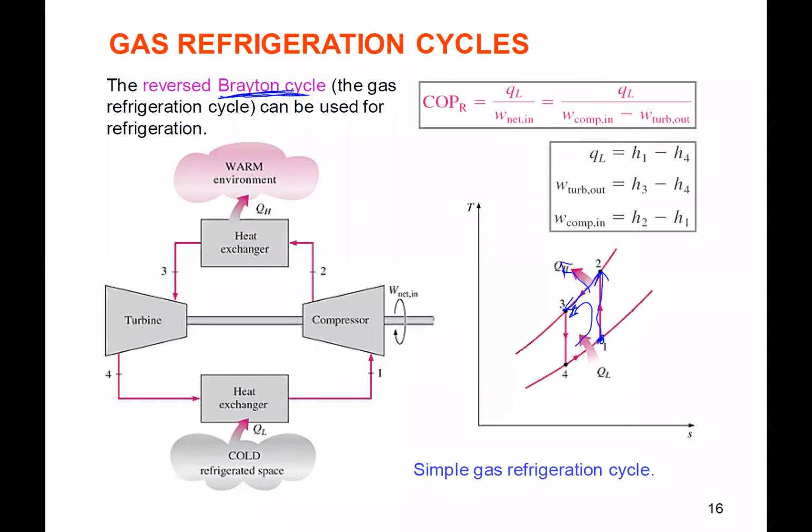We're rejecting heat now in that warm environment. Then we're expanding, lower pressure and temperature, through the turbine, and then we're adding heat to go back to 4 to 1. Okay.